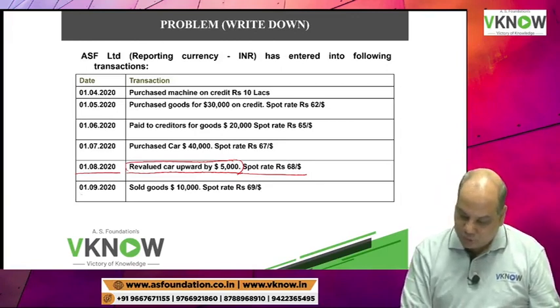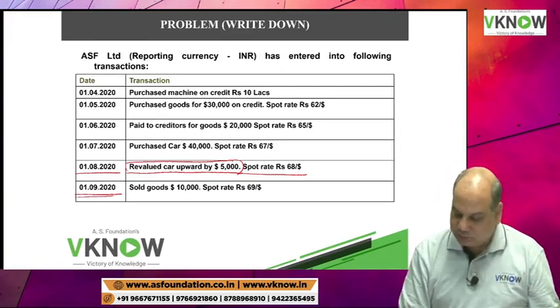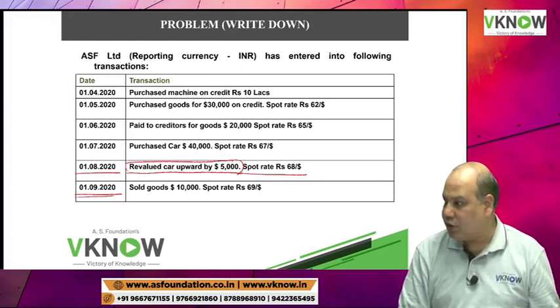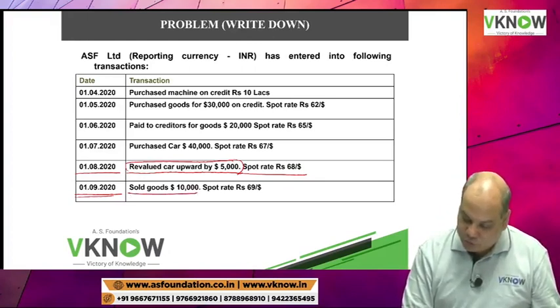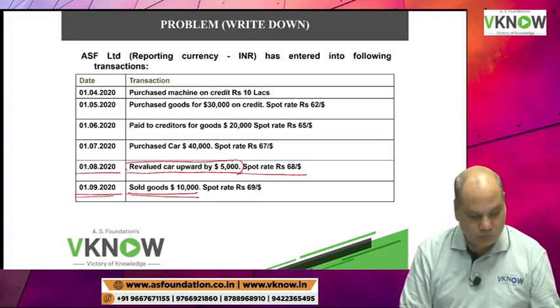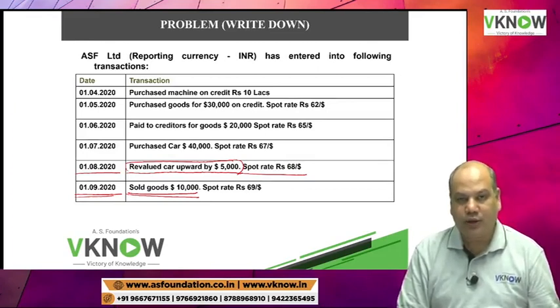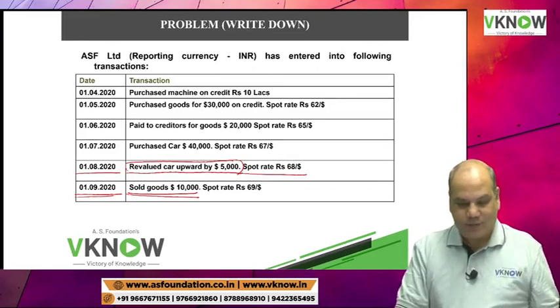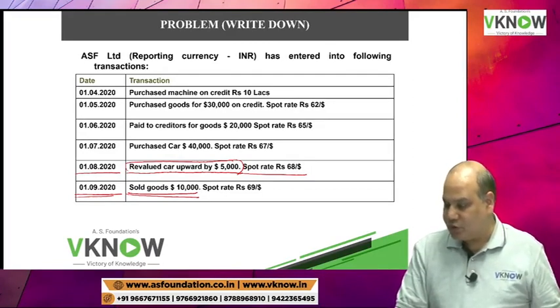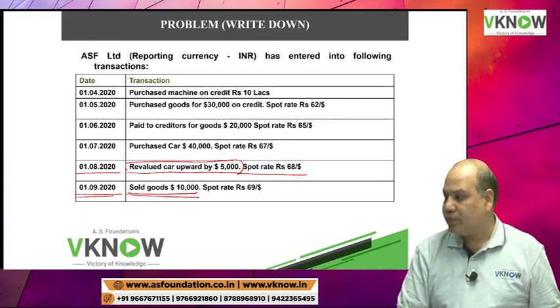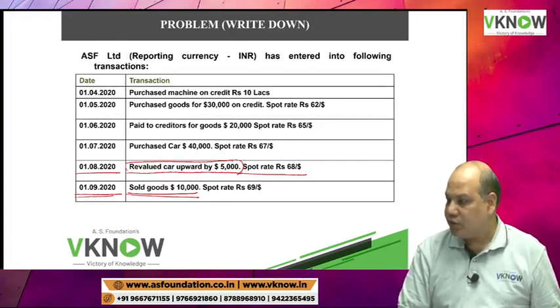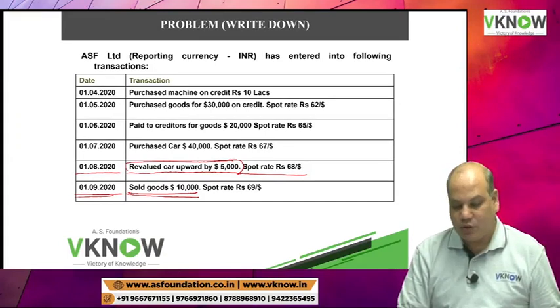Next, 19/20/20. Sold goods for $10,000. Spot rate rupees 69 per dollar.